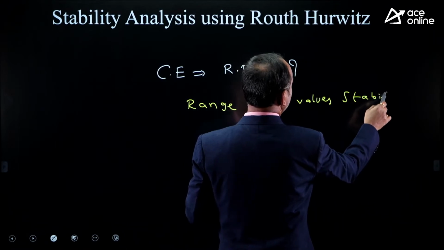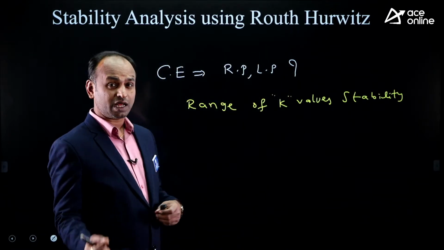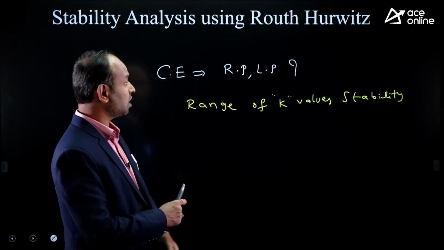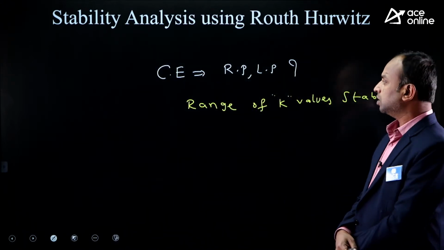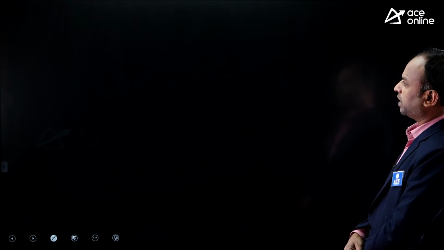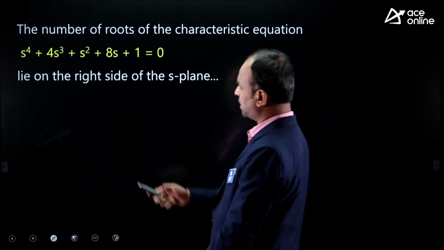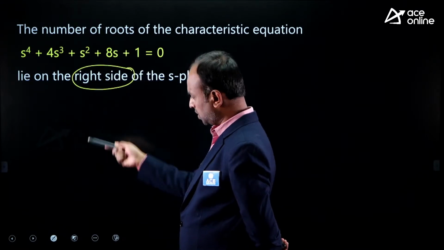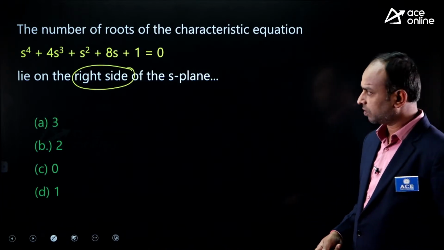Now this model is important. For stability, what is the range of k values? These two models are asked in the TSPSC previous paper analysis. Now we'll observe one question. I am selecting one question: the number of roots of the characteristic equation. The examiner gave the characteristic equation and asks for right side poles, with options given. Very simple question.